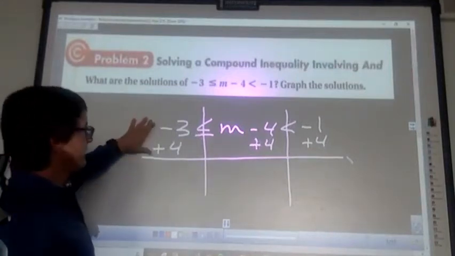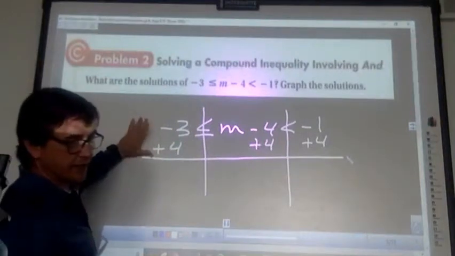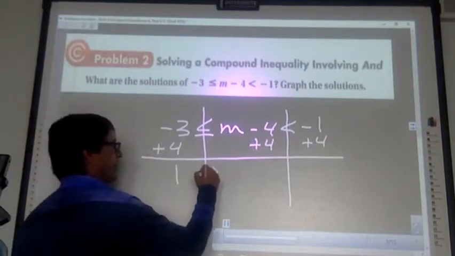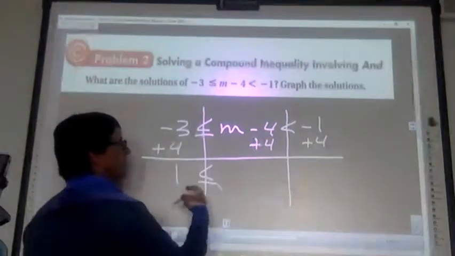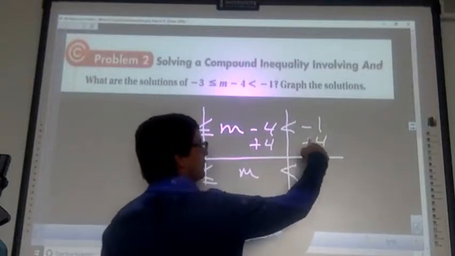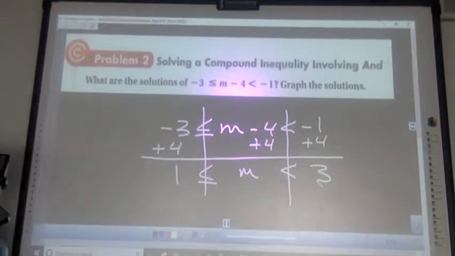So on this side, I always like thinking of this like 4 minus 3 instead of -3 plus 4. Easier for my brain to think of 4 minus 3, which is 1. In the middle, less than on the right. 4 minus 1 is 3. And now we're going to graph this thing.